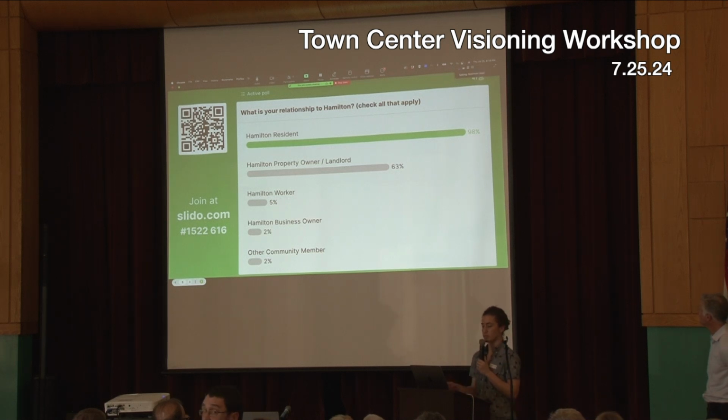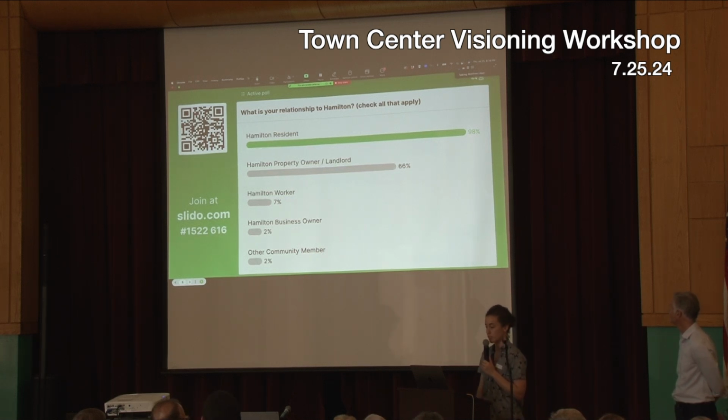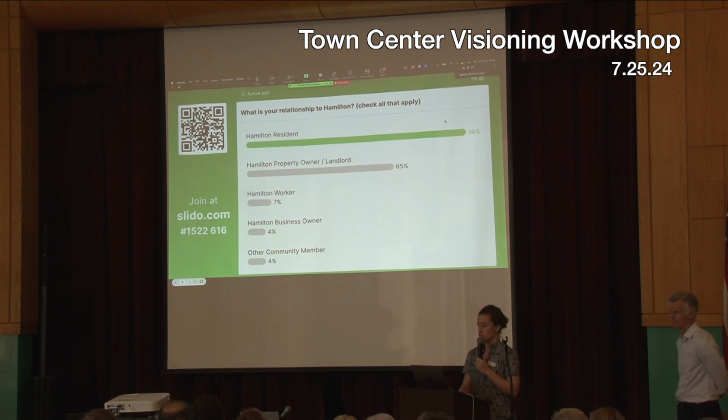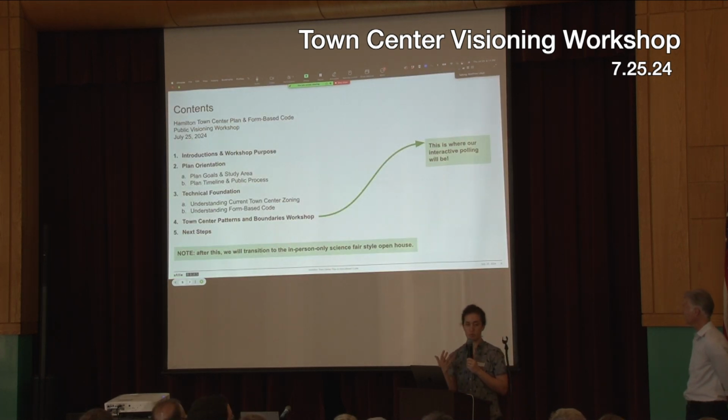This will keep updating as people submit. It looks like, and this isn't surprising, we have mostly Hamilton residents. 98% of people here who responded are Hamilton residents. We have a lot of people who are property owners and or landlords, and then to a lesser degree, workers, business owners, and other community members. So appreciate you all bearing with us on that. Hopefully now you have a feel for it. We'll come back to this when we get into the analysis of the patterns that we've observed in your community so far. So with that, I'm going to pass it over to Matthew to walk you through some of the key pieces that we feel are important for you to understand before we get into the discussion later on.